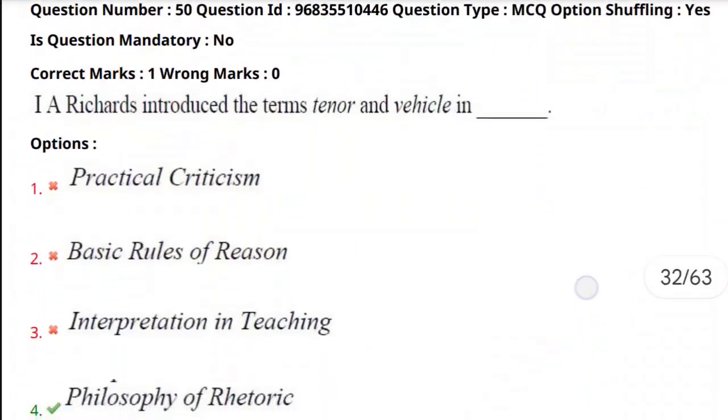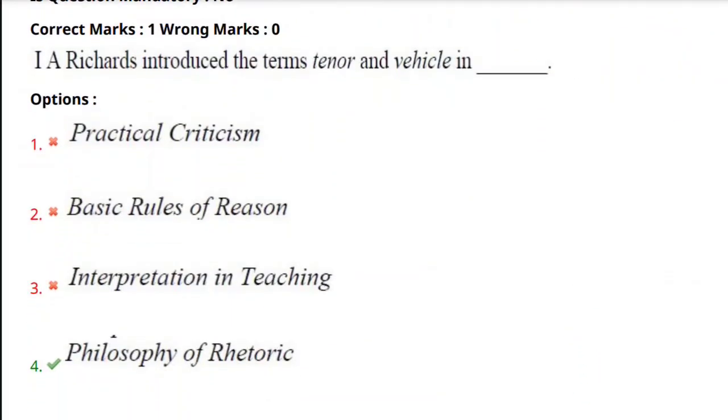Let's look at the 50th question. I.A. Richards introduced the terms tenor and vehicle in. These are the works, the options are the works or the books written by I.A. Richards. They are Practical Criticism, Basic Rules of Reason, Interpretation in Teaching, Philosophy of Rhetoric. So the correct answer here is Philosophy of Rhetoric. I.A. Richards is the critic. He introduced the terms tenor and vehicle in his book Philosophy of Rhetoric. So the correct answer here is the fourth option, Philosophy of Rhetoric.